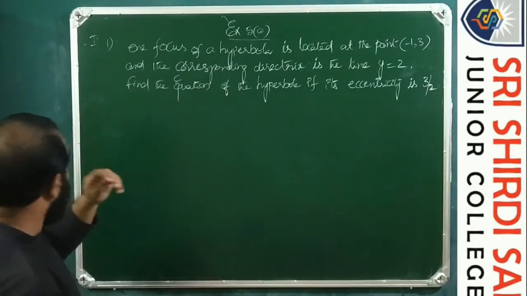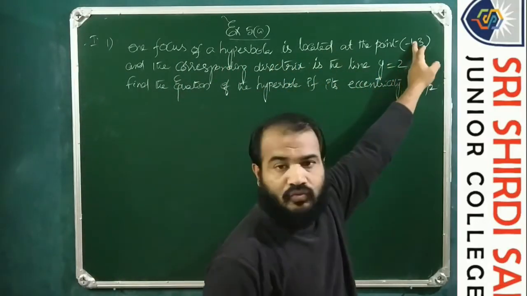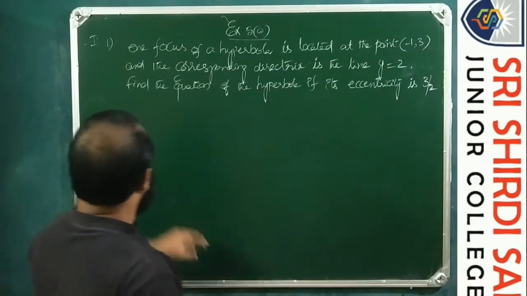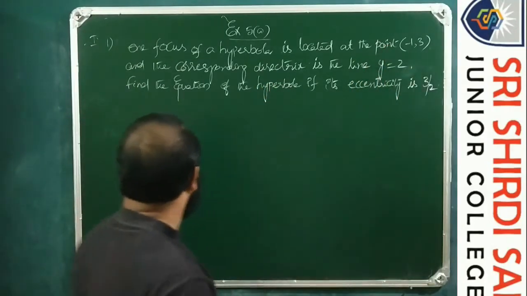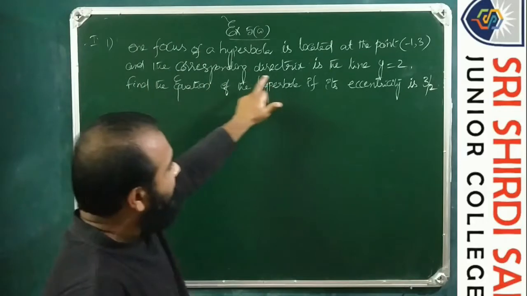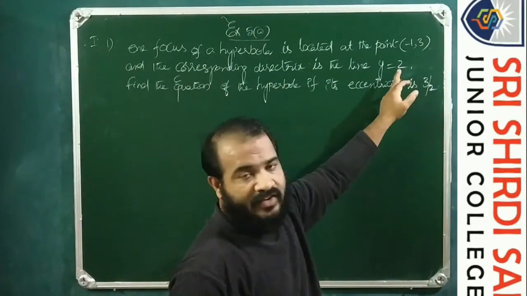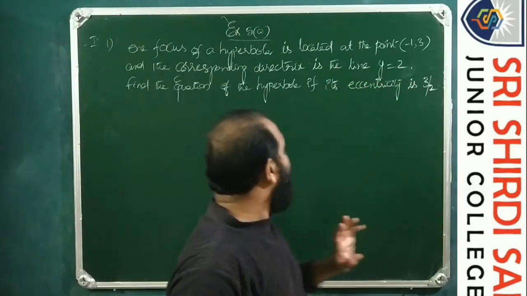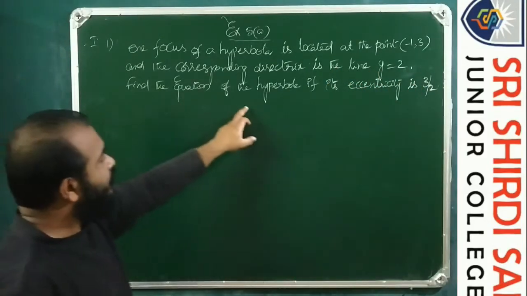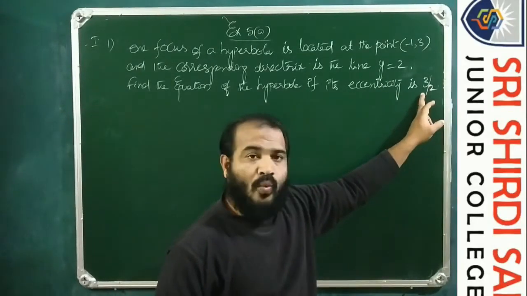So the question is, one focus of a hyperbola is located at the point -1, 3. That is, this is the fixed point called focus. And the corresponding directrix is the line y is equal to 2. y is equal to 2 is the line which is parallel to the x-axis, that is a horizontal line. Find the equation of the hyperbola if its eccentricity is 3 by 2. 3 by 2 is 1.5.